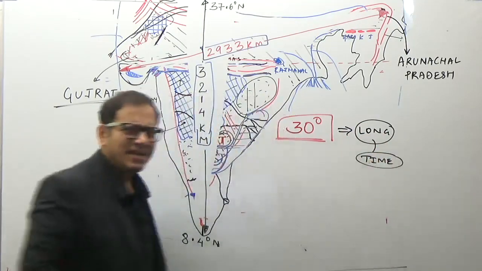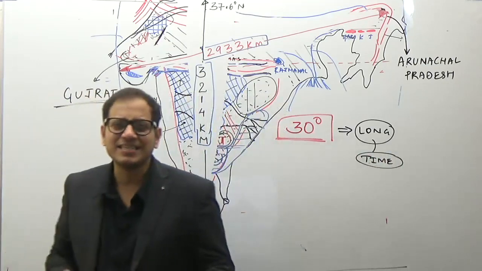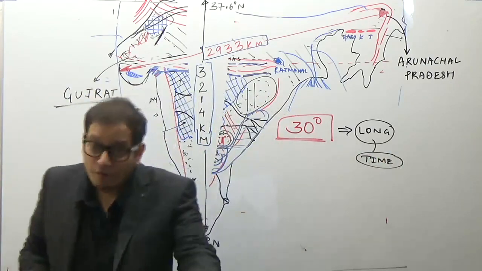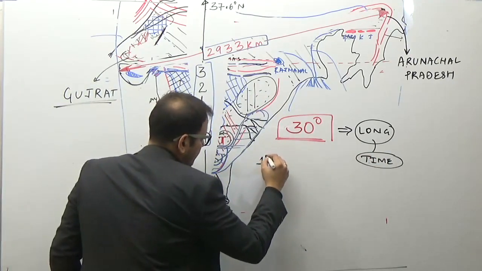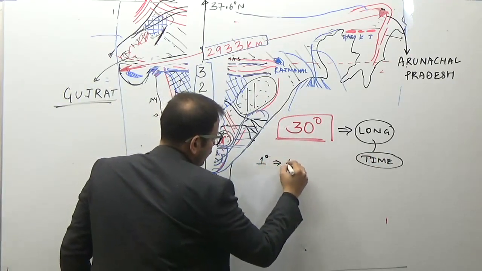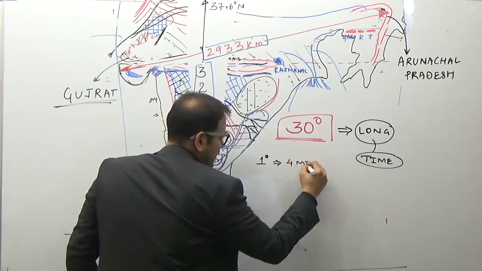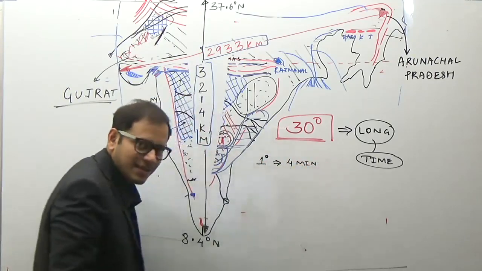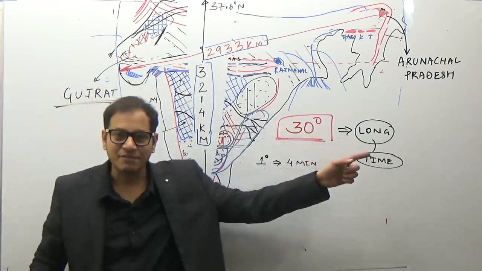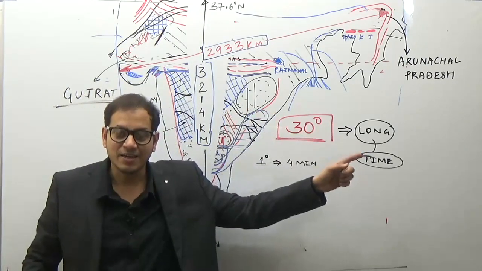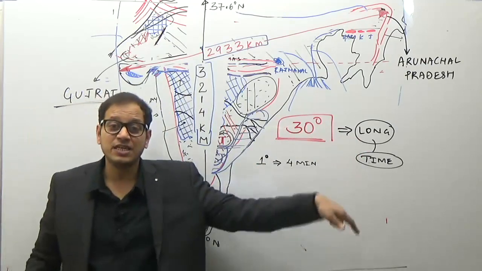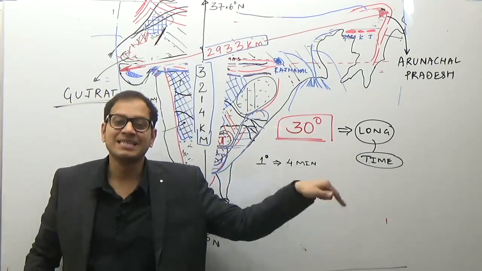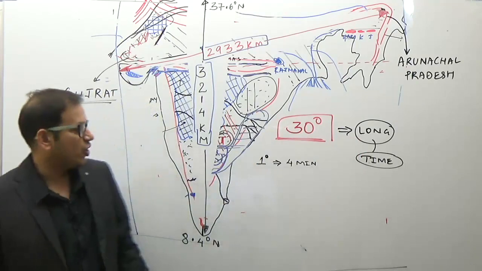As Earth completes 360 degrees in 24 hours, you obviously know that 1 degree of longitude equals 4 minutes of time difference. Eastern places will have sunrise earlier. Western places will have sunrise later. Revise your first lecture in the prelims special section, that is latitudes and longitudes.